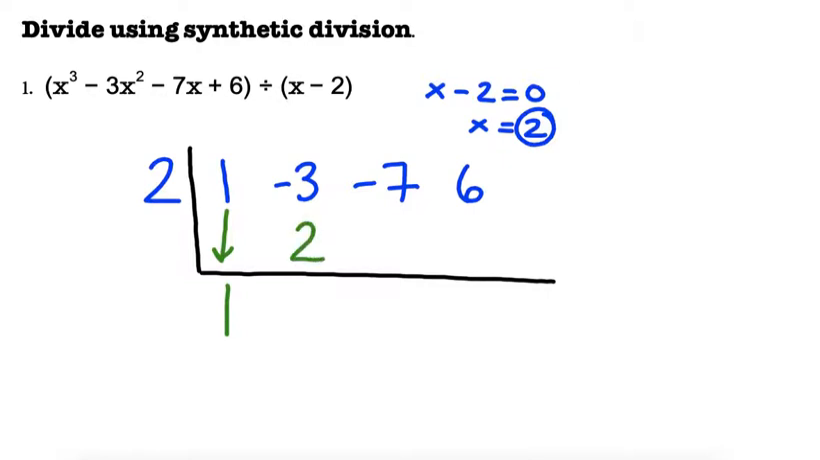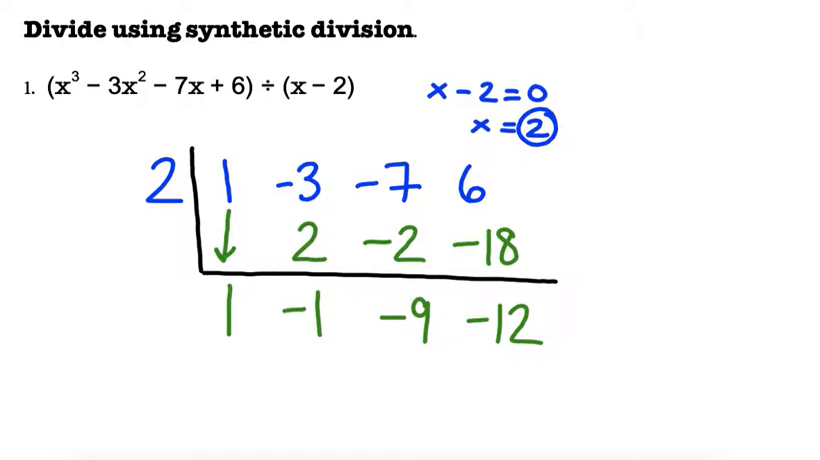And I write that underneath my second digit. I add down. Negative 3 plus 2 is negative 1. I repeat the process. I take that negative 1 times that 2 that's up front there. So negative 1 times 2 is negative 2. I add down. I get negative 9. I take that negative 9 times that 2 that's out in front to get negative 18. I add down, I get negative 12.